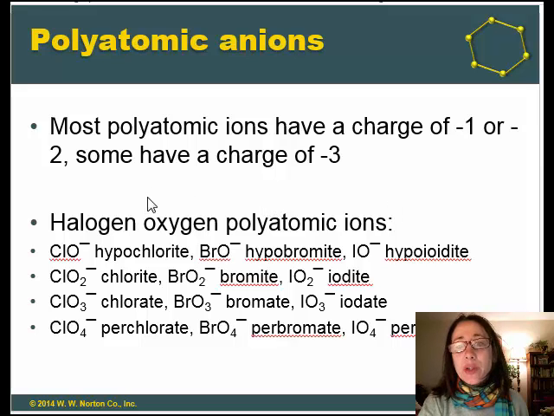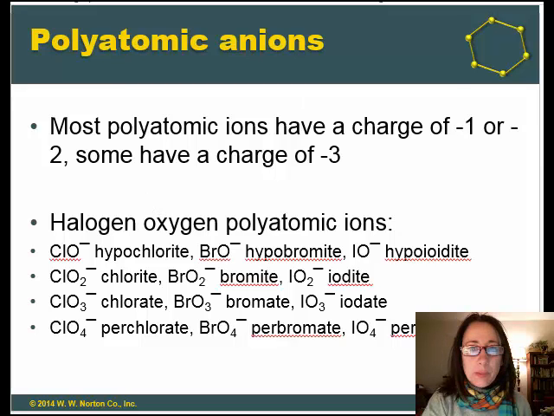And the names and formulas. So, in your textbook, the chlorine and oxygen polyatomic ions are listed. So hypochlorite, ClO minus, chlorite, ClO2 minus, chlorate, ClO3 minus, and perchlorate, ClO4 minus.